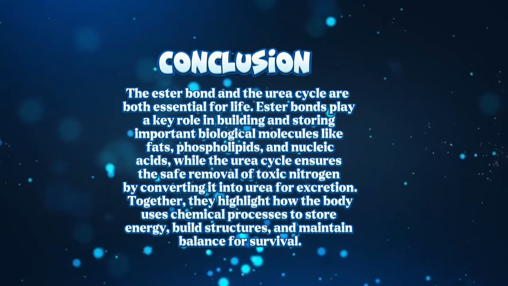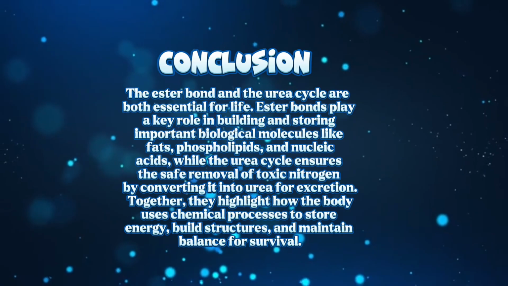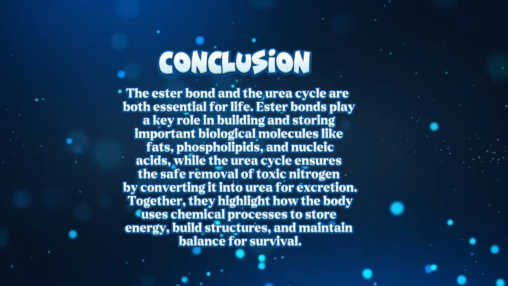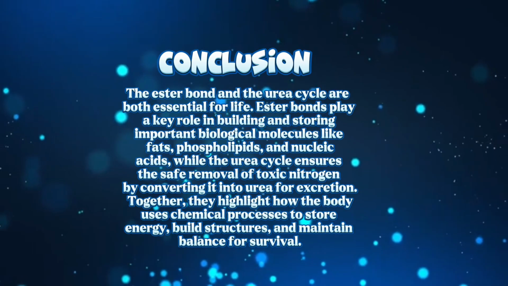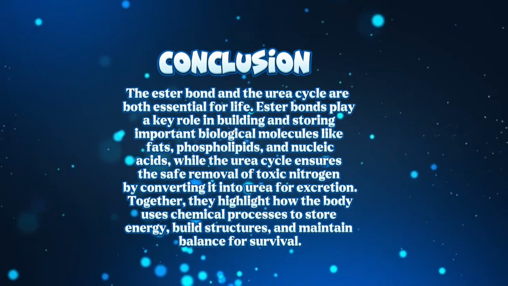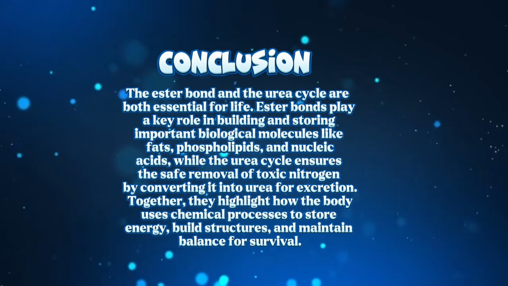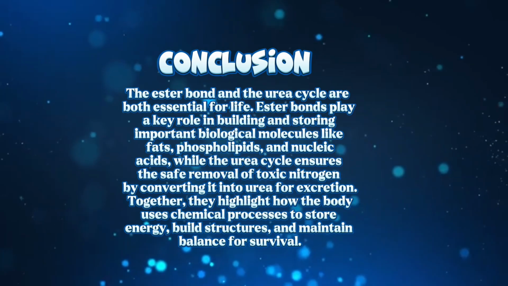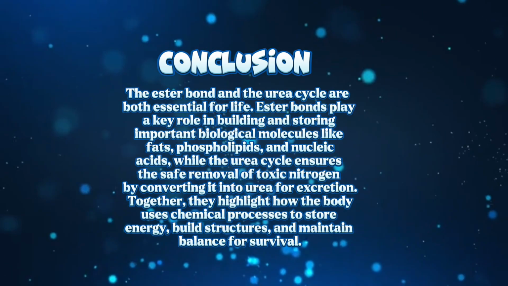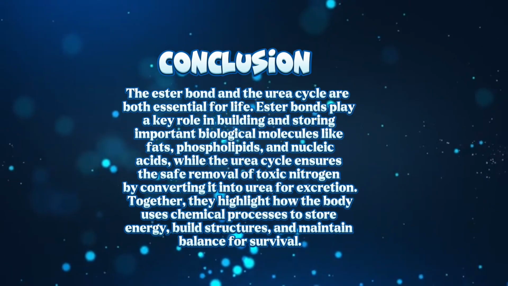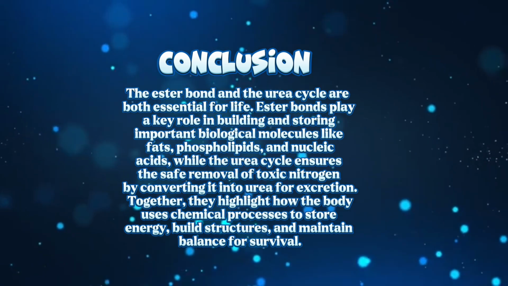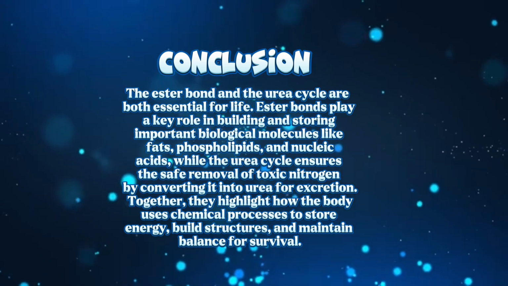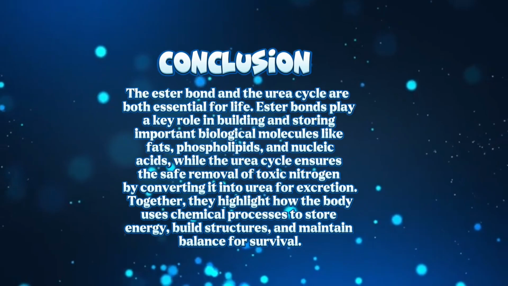The ester bond and the urea cycle are both essential for life. Ester bonds play a key role in building and storing important biological molecules like fats, phospholipids, and nucleic acids, while the urea cycle ensures the safe removal of toxic nitrogen by converting it into urea for excretion. Together, they highlight how the body uses chemical processes to store energy, build structures, and maintain balance for survival.